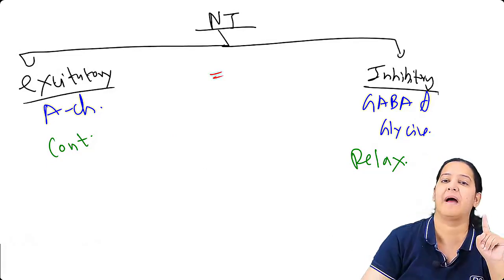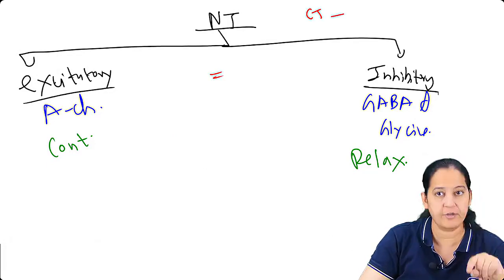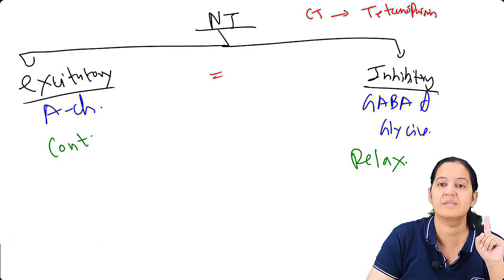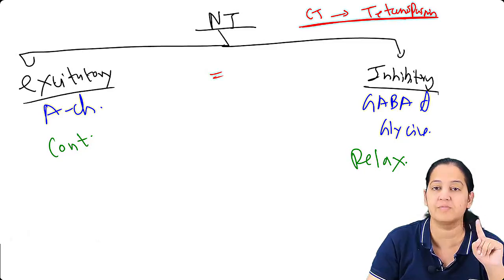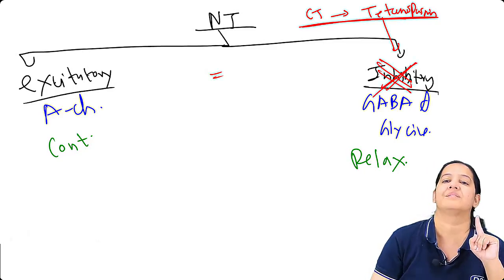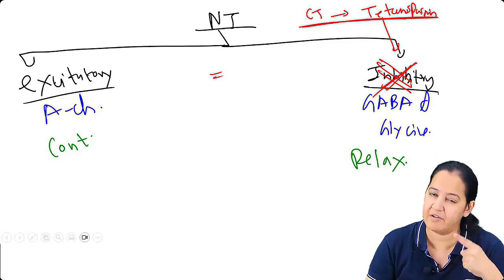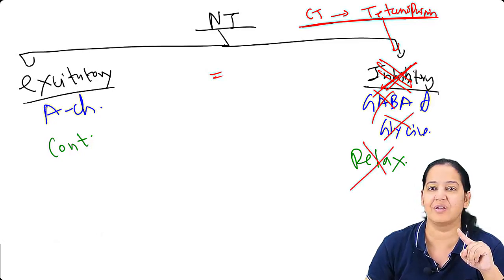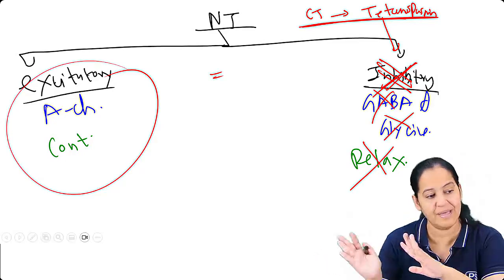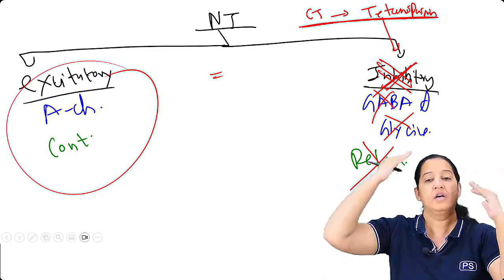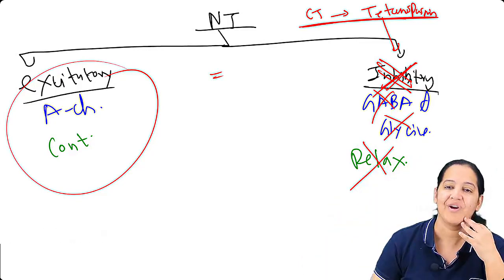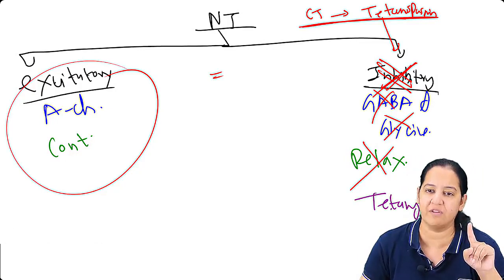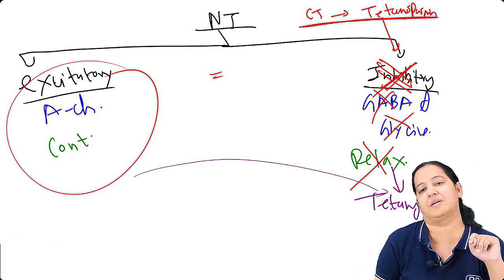Let me talk about the first bacteria, Clostridium tetani. It secretes a toxin called tetanospasmin. What does this tetanospasmin do? The tetanospasmin of Clostridium tetani inhibits the inhibitory neurons. Take my word very clearly. So no GABA, no glycine, no relaxation, which means unopposed contraction. The full body goes into contraction. The name of the disease is tetany. Tetany is a disease in which there is no relaxation and unopposed contraction.